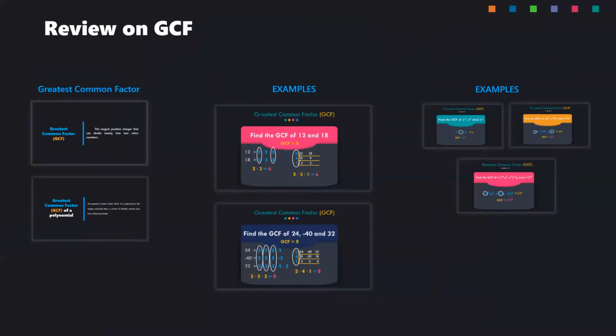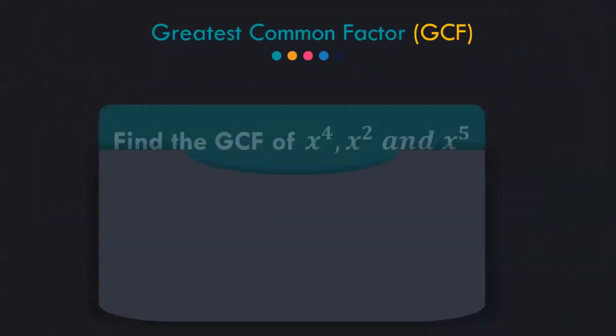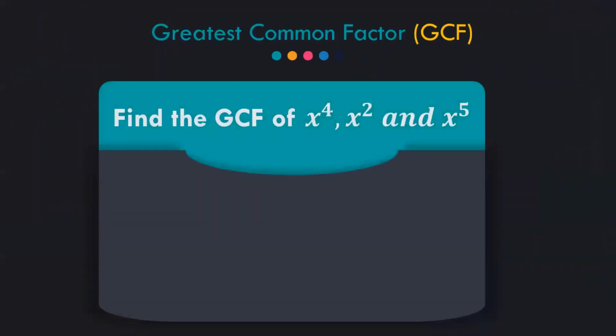Next example. So how about this one? Find the GCF of x raised to 4, x squared, and x raised to 5. So we have here now variables. We have 3 terms. Yung una, we have x raised to 4, second, x squared, then x raised to 5.